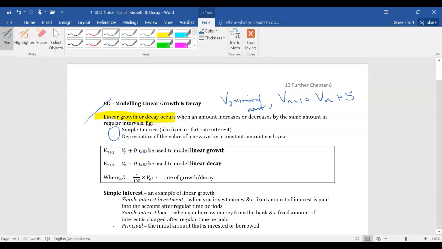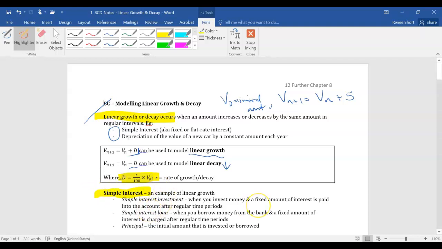So when we look down here this time, we've got this plus D on the end here, and this indicates that we're modelling linear growth because we're adding something on each time. Or our rule can have minus D, which is modelling linear decay, because we would have it decreasing each time. And in both cases, D actually comes from taking a rate and multiplying that by the initial amount, and that will give us the rate of growth or decay. So we're going to look at these examples in turn.